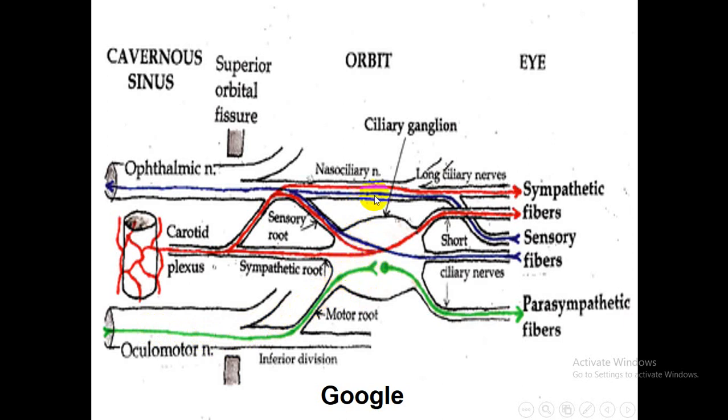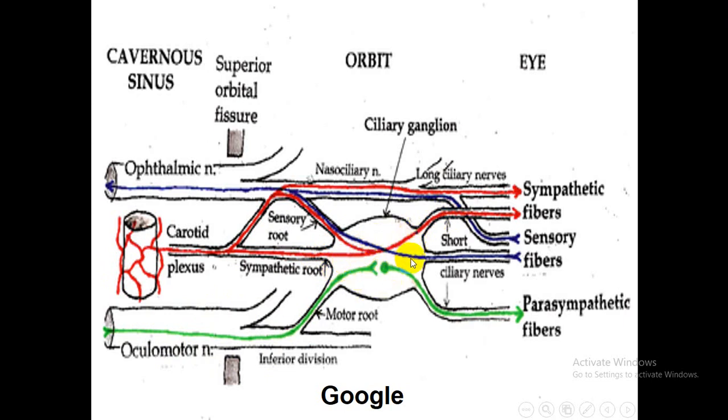So the sensory fibers from the nasociliary, which is a branch of the ophthalmic division of the trigeminal nerve. The sympathetic fibers, which are postganglionic fibers from the internal carotid plexus. Parasympathetic fibers, which are preganglionic parasympathetic from the oculomotor nerve. Now, the sensory fibers and the sympathetic fibers pass through the ganglia without synapses, while the parasympathetic relay and synapse in the ganglia.